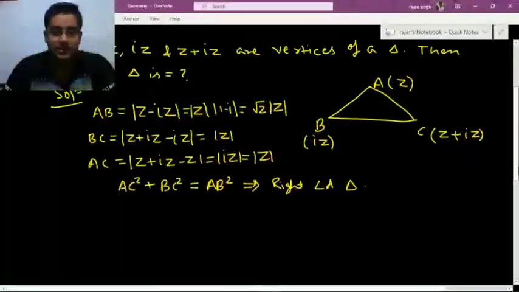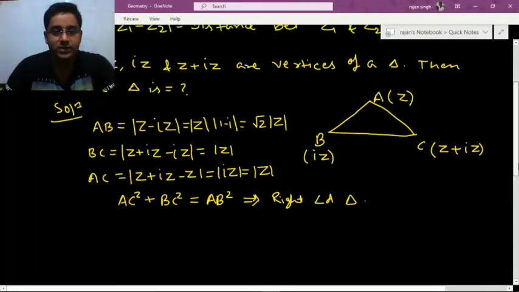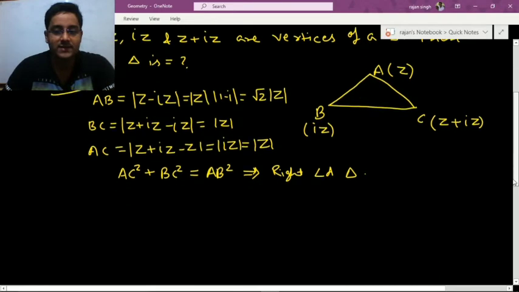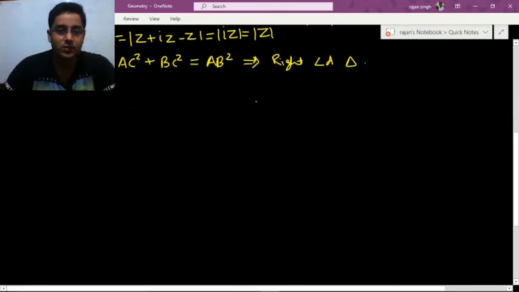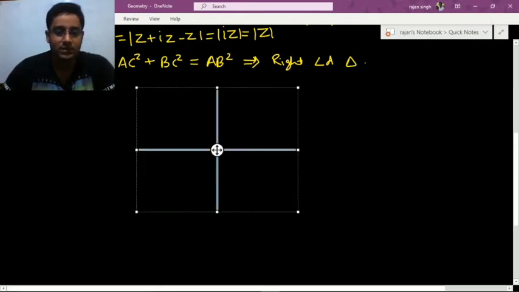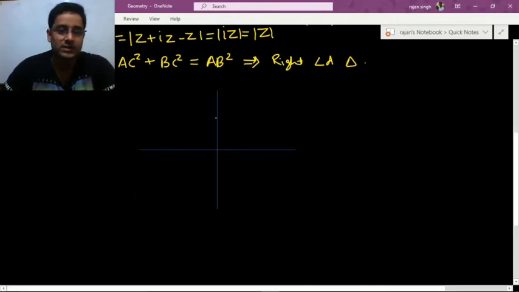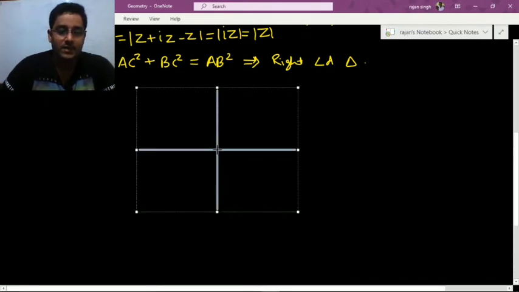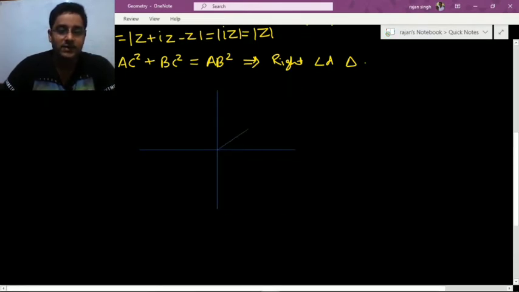In this problem, it is given z, iz, z plus iz. One thing I just want to show you. That's our Argand plane. So z means that complex number. Let's say this is your z.